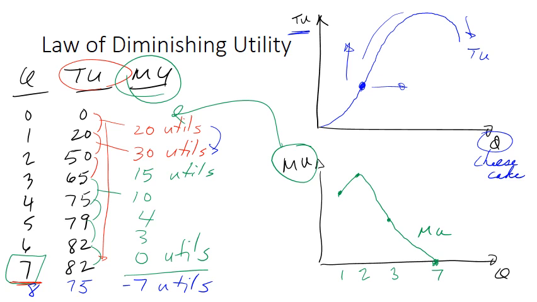We'll revisit this in a second, but I want you to understand that these two curves are directly related to each other. Okay? Marginal utility hits 0 when total utility has maxed out. Okay? Now, let's go ahead and move to our next phase.